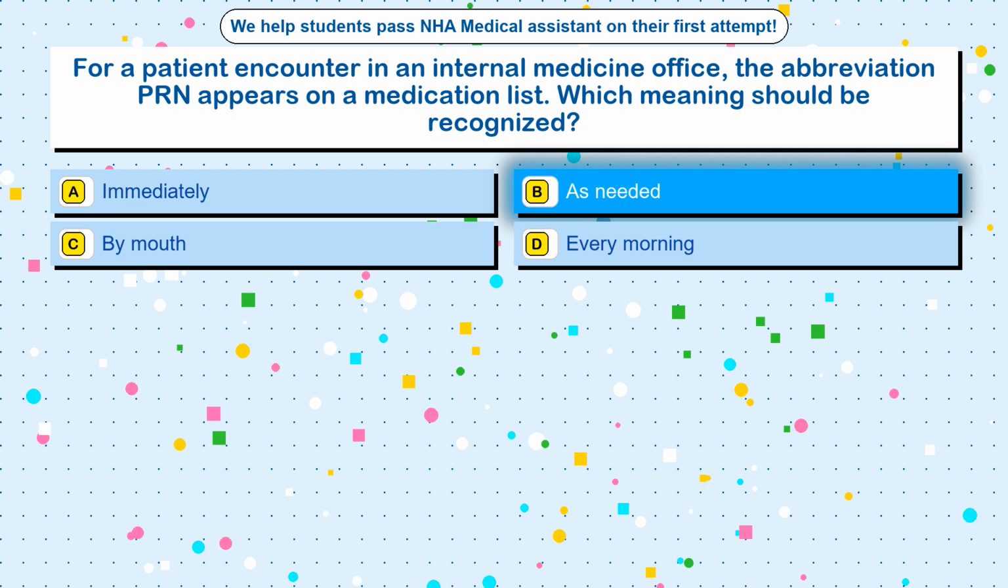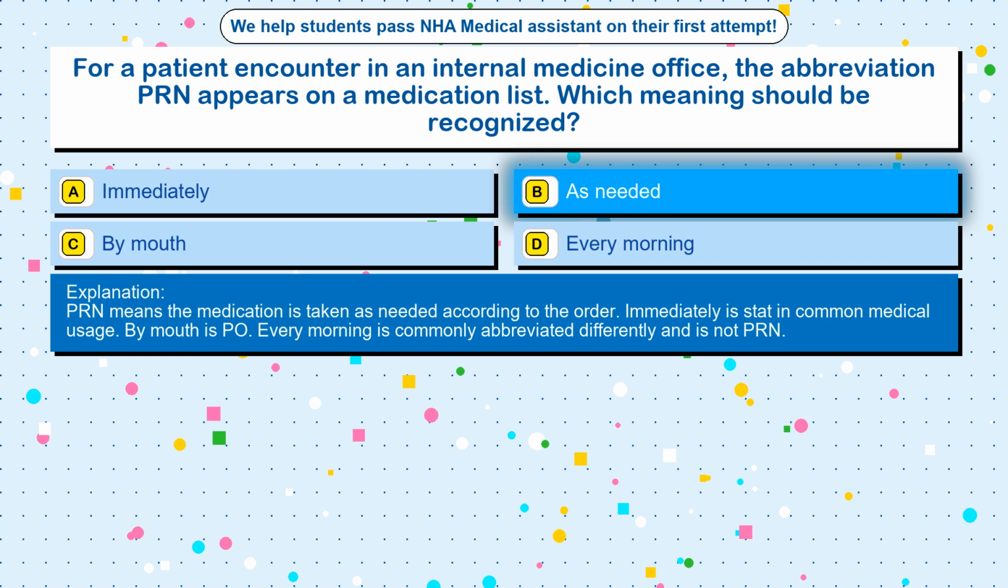As needed. PRN means the medication is taken as needed according to the order. Immediately is stat in common medical usage. By mouth is PA. Every morning is commonly abbreviated differently and is not PRN.